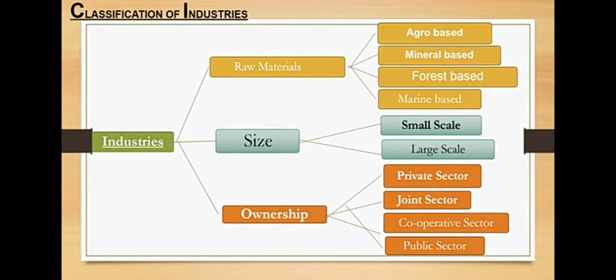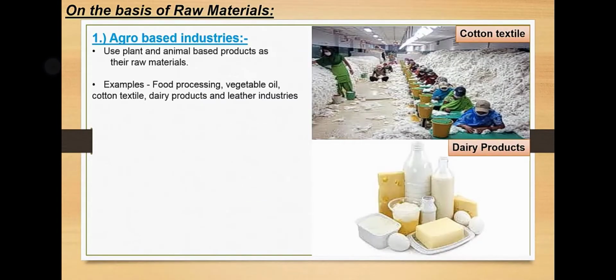And size, that is the capital amount we are using. According to size it is divided into small scale and large scale industries, which you already know about. And ownership, who is the owner of the particular industry. According to ownership it is divided into private sector, public sector, joint sector and cooperative sector. We are going to see these industries one by one. First we are going to see how industries are classified according to raw materials.